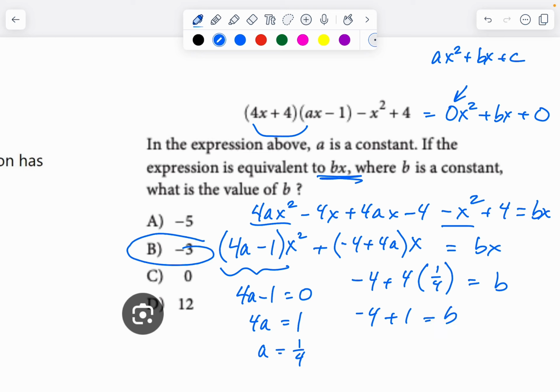If I wanted to plug in the values, that would not be helpful, because we need to solve for a, and the a isn't one of the choices. They're not giving you choices of a.